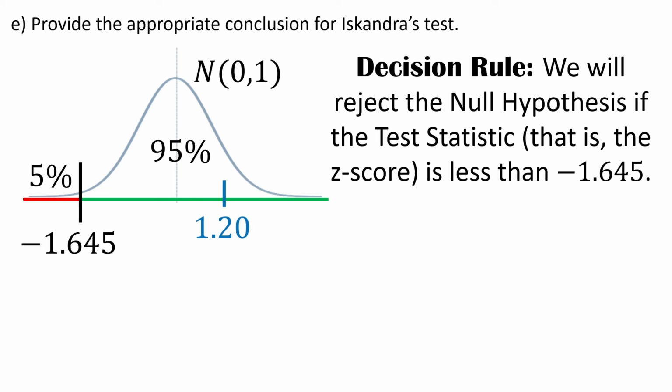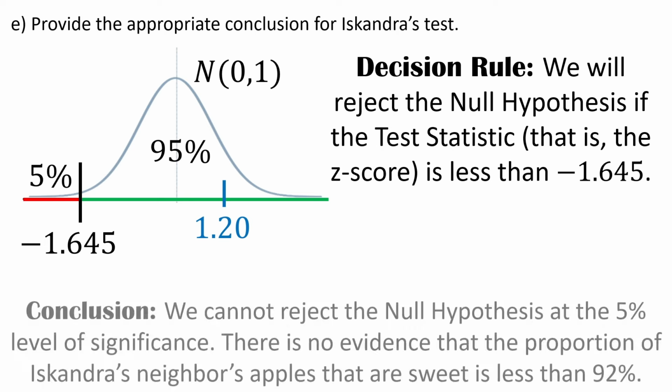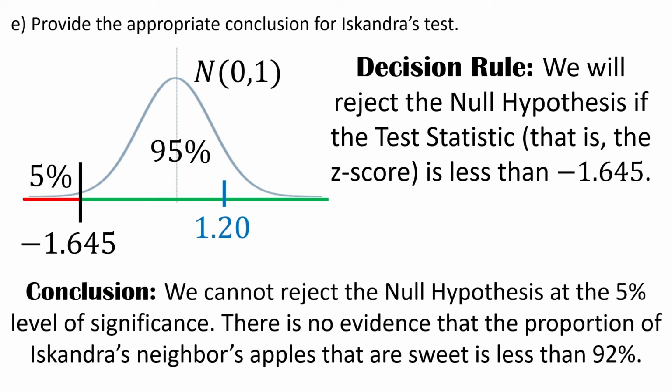And here, our test statistic is way over to the right of our critical value, 1.20. So clearly, we cannot reject the null hypothesis. So the conclusion is we cannot reject the null at the 5% level of significance. There is no evidence that the proportion of Iskandra's neighbor's apples that are sweet is less than 92%. Now, this question did ask to calculate the p-value. It actually doesn't make much sense to calculate the p-value in this scenario because you can see that the test statistic is so far to the right that the p-value is going to be a very big number, and I don't even care what it is. So I'm just going to leave that one in this case.